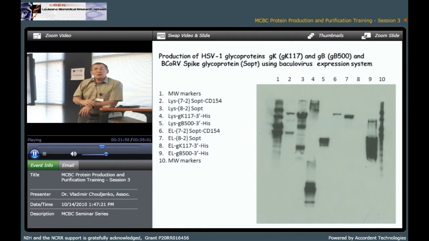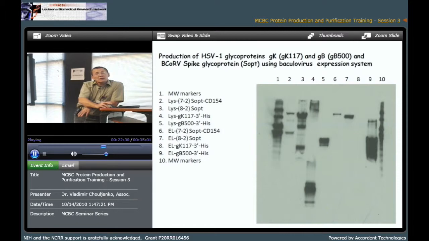Next one, we have some more examples of using this system for other proteins. Let's say on lane 3, we have bovine spike coronavirus. It's the major antigenic determinant of bovine coronavirus. And this protein by itself is close to 180 kilodalton, but here only the soluble portion was cloned, and it's at least a minimum of 120, 130 kilodalton.